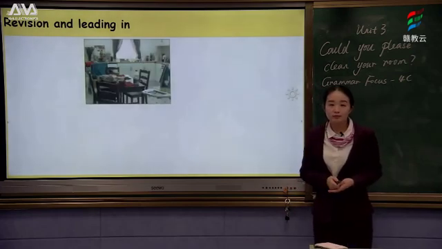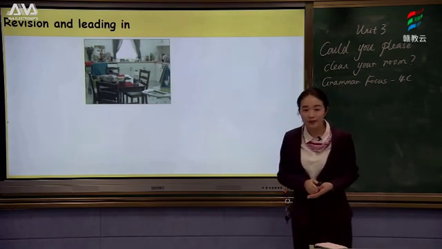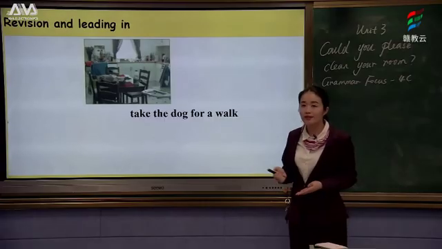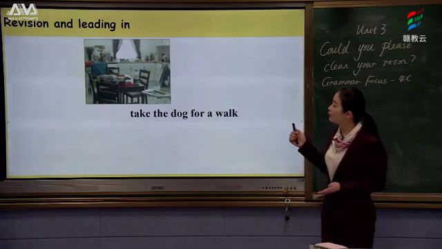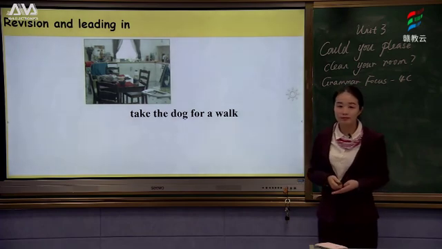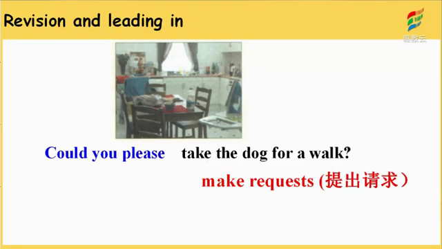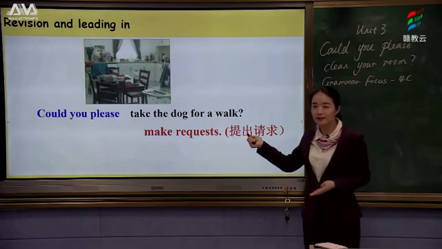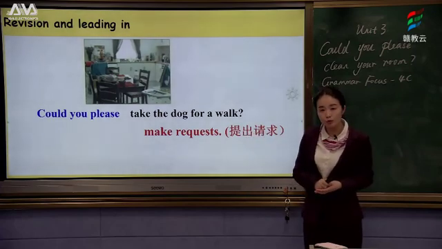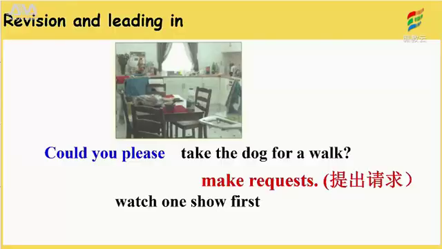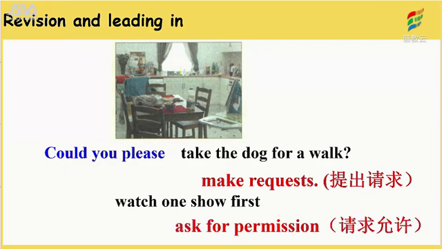Now, look at this picture. Do you remember Nancy's story? What did her mother want her to do? Yes, she wanted her to take the dog for a walk. How did her mother make the request? Right. Could you please take the dog for a walk? And what did Nancy want to do? She wanted to watch one show first. And how did she ask for permission? Yes, could I watch one show first?